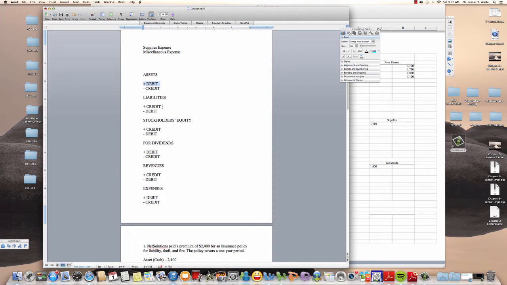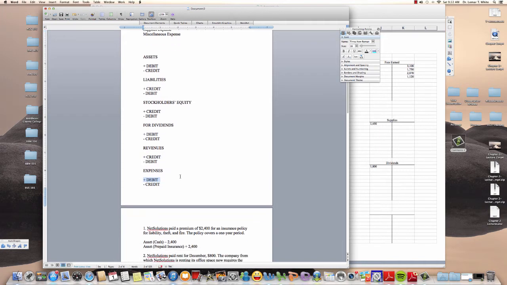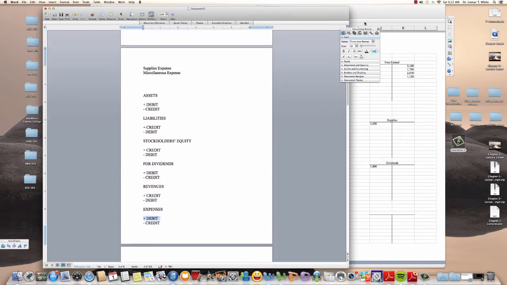Liabilities are increased by a credit, so we would expect to see a normal credit balance. So after you add up the left side and you add up the right side and you subtract the two, you should expect to see a balance remaining on the right side of a liability account. And the same goes for the other. Stockholders' equity has a normal credit balance. Dividends has a normal debit balance. Revenues has a normal credit balance. And expenses have a normal debit balance. Okay? So, now that we've talked about that, let's go and balance our accounts.